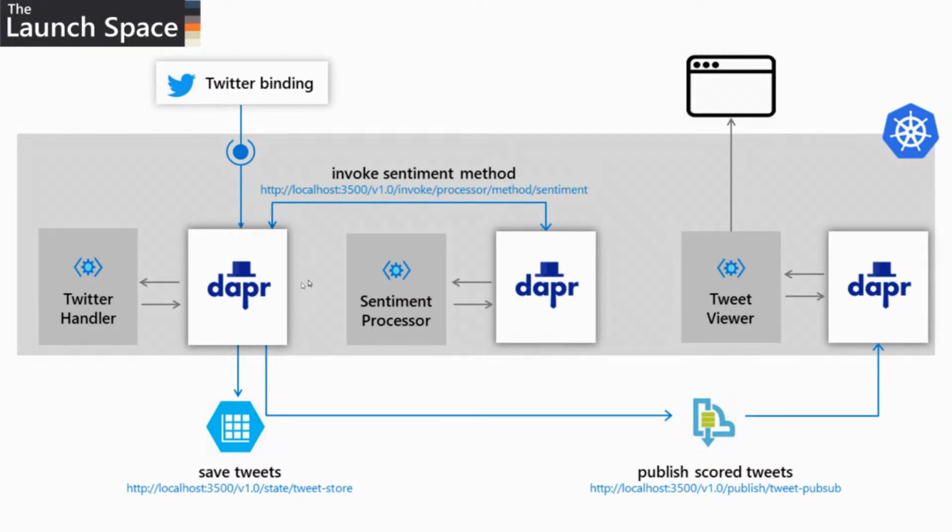When the tweet comes in, the Twitter binding fires, it calls my code. And then I use Dapr to call another microservice. Now, this is where you're doing service-to-service invocation. And as Mark mentioned earlier, you'd have to know the DNS records. You'd have to worry about recycling those. You have to know how many instances there are and load balance that. You have to worry about retries.